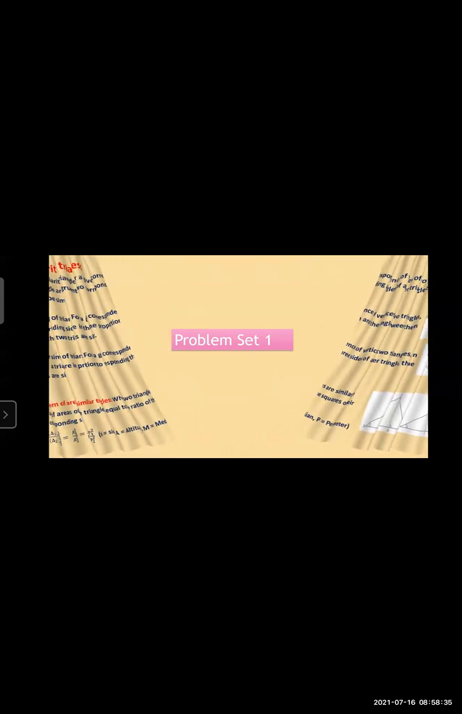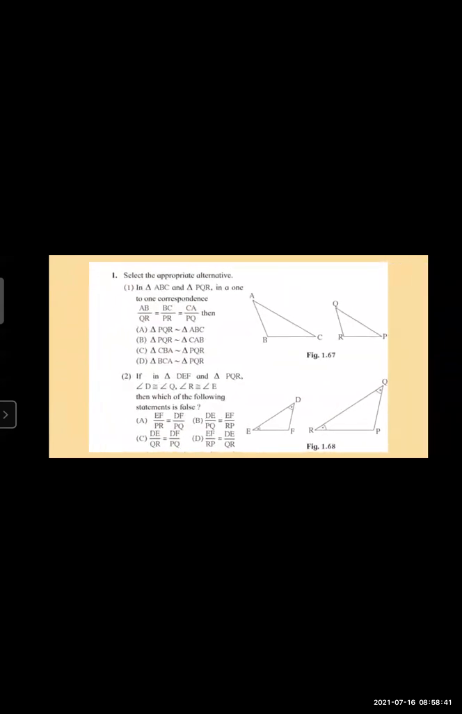In the previous lecture, I explained up to 7 questions, but in short, I will again explain all the questions. Today we are taking from the first question. See, select the appropriate alternative. Here 4 options are given. It is an MCQ type question, you have to choose any one. In triangles ABC and PQR, in one-to-one correspondence, the ratio is given and which one is the correct answer.